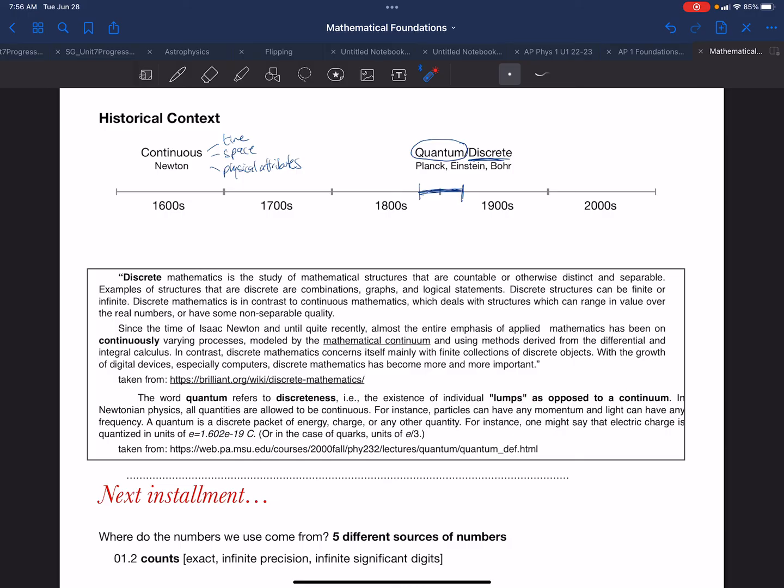In our next installment, we are going to look at where the numbers that we use come from. In physics and chemistry, we have numbers that appear in front of us, and they come from different sources, and of course that also affects how the uncertainty is determined with those numbers. The first of those 5 sources, counts, will be the subject of our next installment.